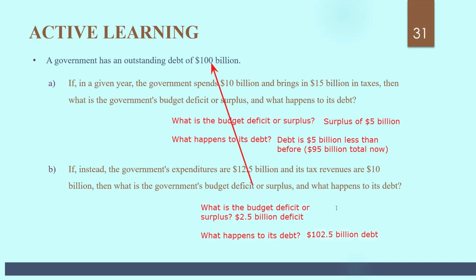So the deficit is per year, and the debt is all the deficits added up. Yeah. So good job on that, both of you. That was great. And I'll just paste this in chat here.